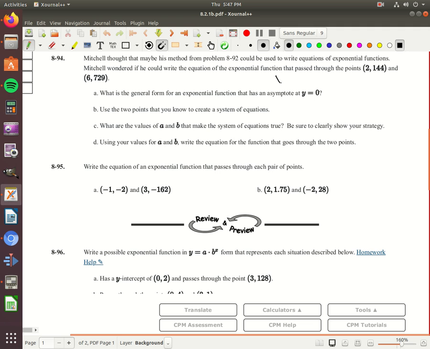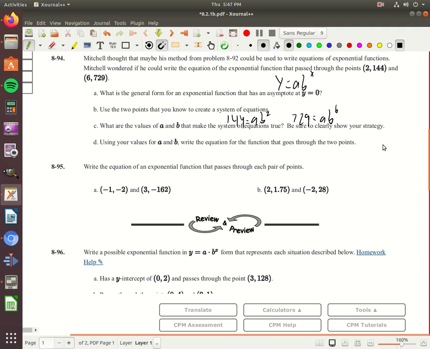So now we're going to use the equation y equals a times b to the x. It says, what is the general form for exponential function that has an asymptote at y equals 0? Well, this is it. Use the 2 points that you wrote to create a system of equations. So I'm going to say, again, my y is 144 equals a times b to the 2. And on this one, I'm going to get 729 is going to be equal to a times b to the 6.